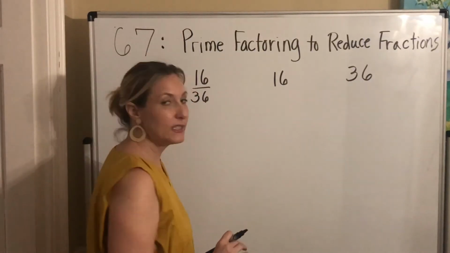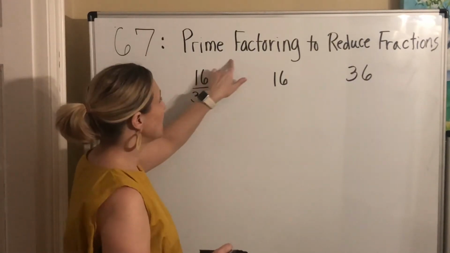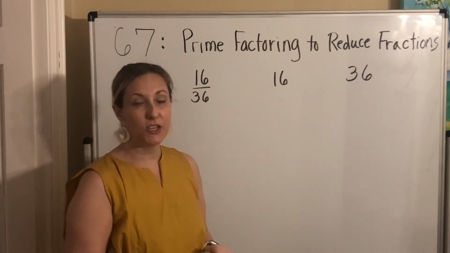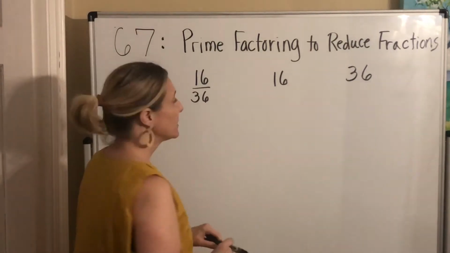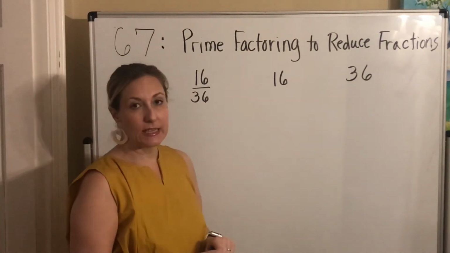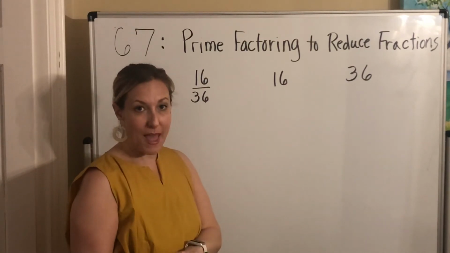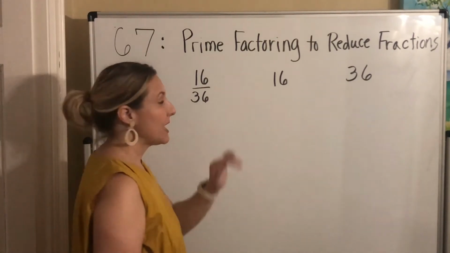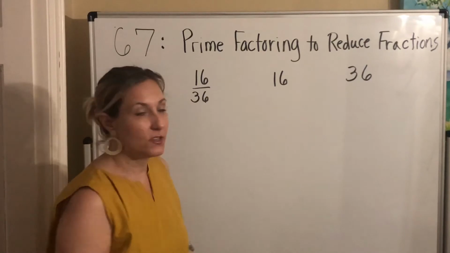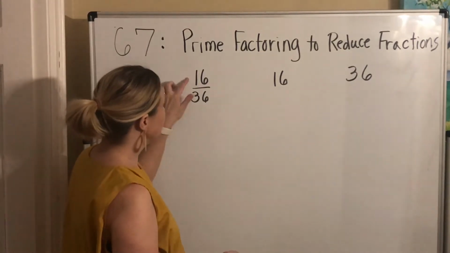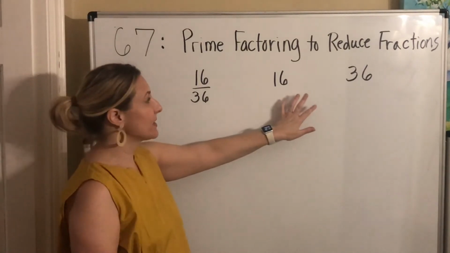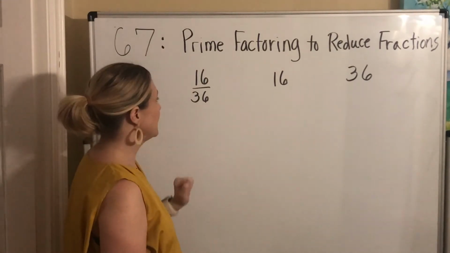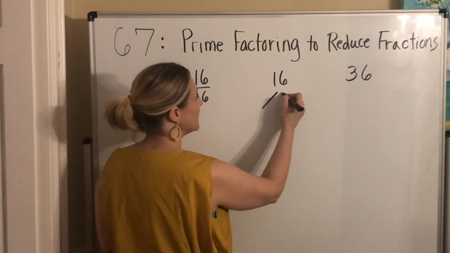Okay, for lesson 67, we're gonna learn how to use prime factoring to reduce fractions. Okay, and we did this a little bit, we did this once on the mental math earlier today, but let's just do one more again to show you how to do it, okay? So let's first prime factor 16 and 36 of this fraction, okay?